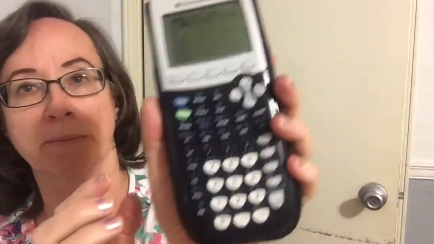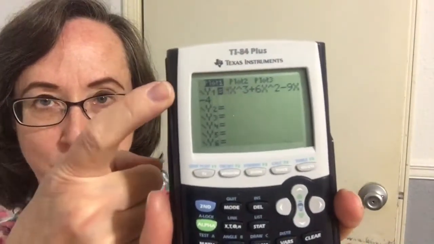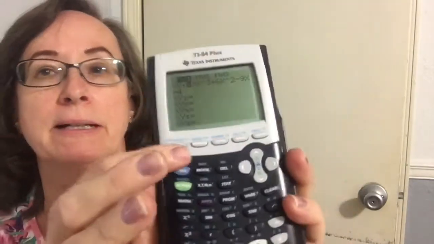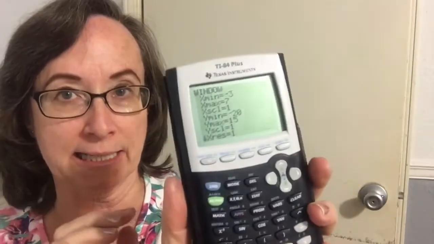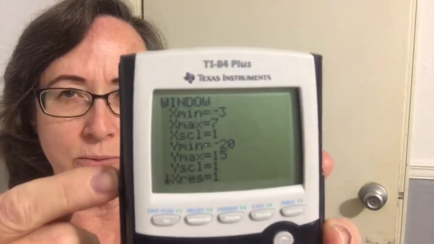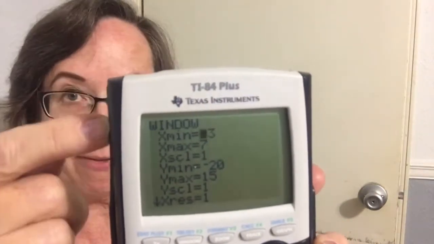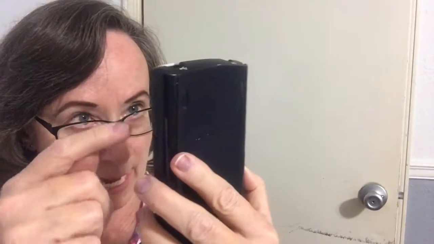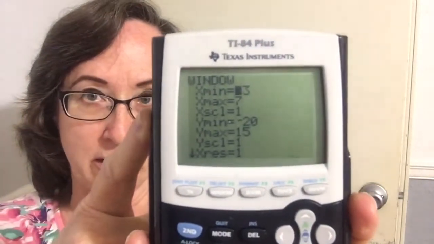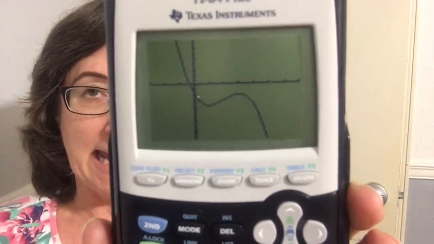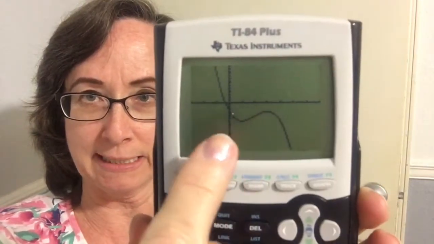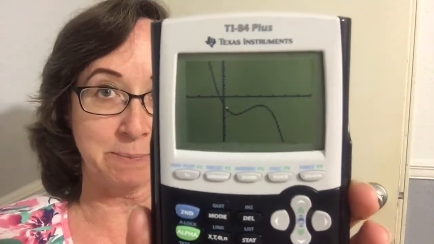So I have my, remember I went to my y equals key and I plugged in the formula right there. Your y equals button is on your top left. And then I went to my window, which is the second key, and I adjusted the window to be what they said. So -3 to 7 on the x, okay, and then -20 to 15 on the y. So once I did that, then I graphed my function, and it looks like a cubic with a squiggle in the middle, okay? And I can see where its minimum is, and I can see where its maximum is, but I don't know the exact points.